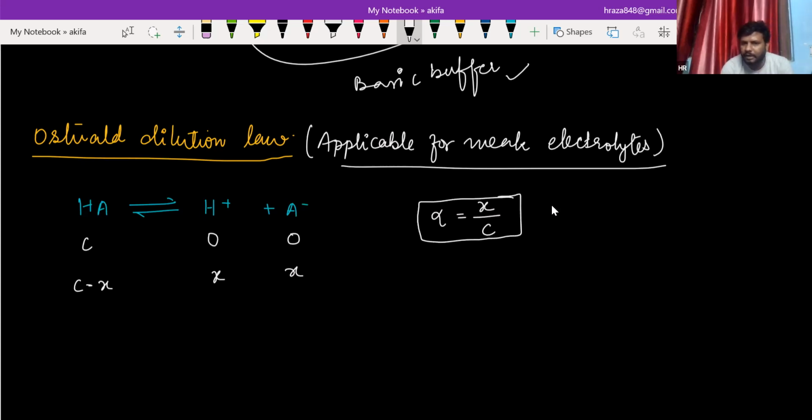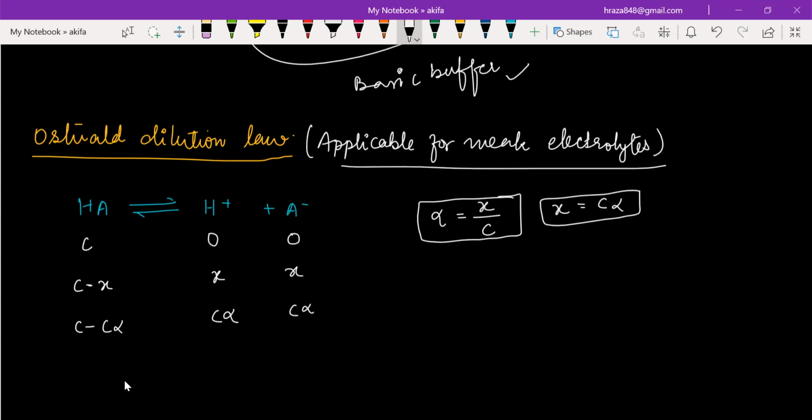Now see, alpha, that is the degree of dissociation, has a formula: dissociated moles upon total initial moles. So the dissociated moles is equal to C alpha. The value of X is C alpha. Okay, so I'm going to replace it by C alpha, and here form C alpha and again C alpha. Is that clear?